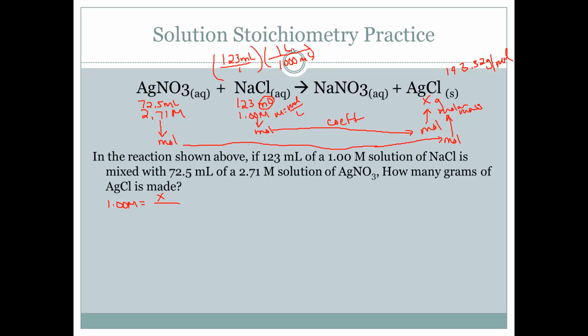And that comes out to be 0.123 liters. So we are starting with 0.123 moles of NaCl. So we can go ahead and do this now. This number now goes over 1.